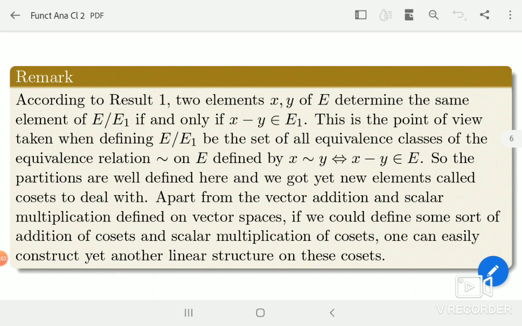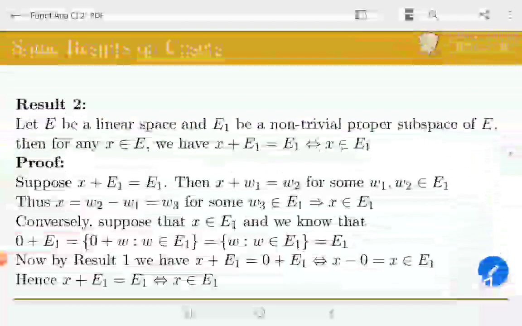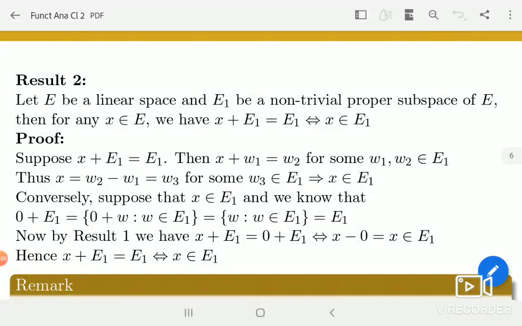Before going to the definition of the quotient space, I would like to present some more results which are essential for the well-defined operations, coset addition and scalar multiplication of cosets. So we are moving on to result 2.